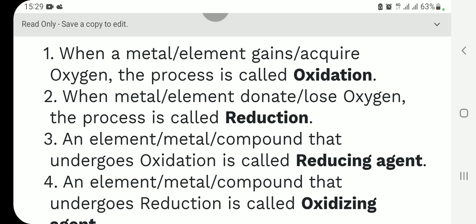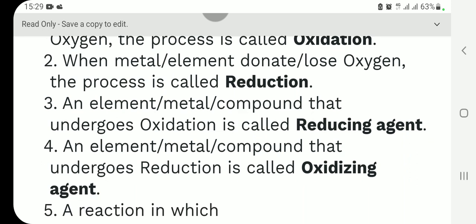When a metal gains oxygen, the process is called oxidation. Oxidation is whereby a metal acquires or gets oxygen. For example, magnesium plus oxygen gives magnesium oxide. That's where oxidation has taken place. When a metal element donates or loses oxygen, the process is called reduction.